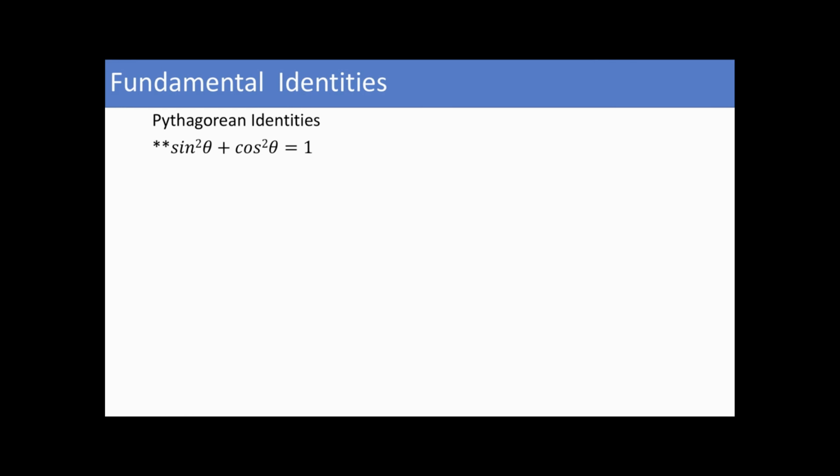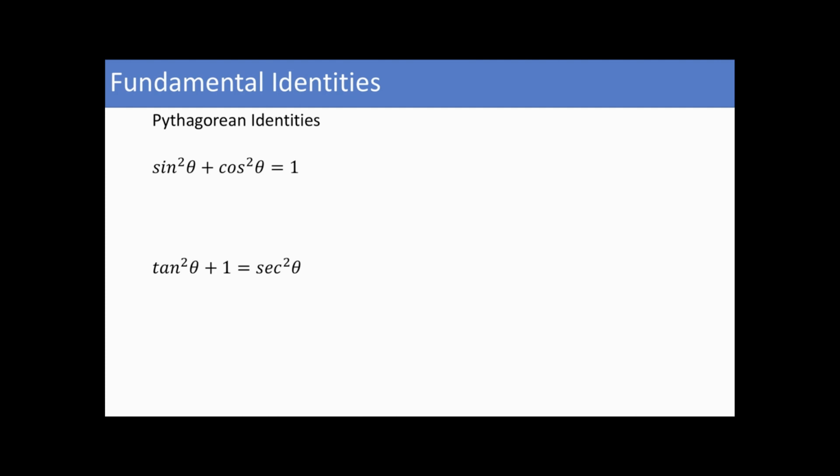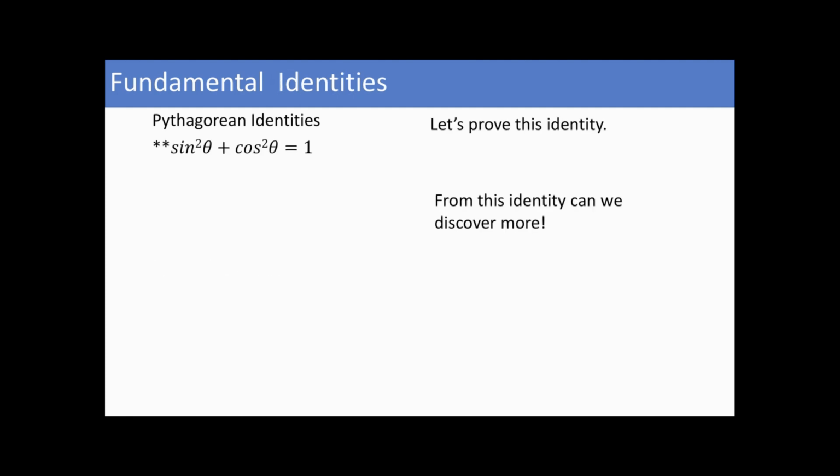All right. The last of our fundamental identities that we're going to talk about in this lesson is the Pythagorean identity. There are 3 Pythagorean identities, but this one is the most important, so I put a double asterisk. It's sine squared theta plus cosine squared theta equals 1. And some of you may have seen this from geometry, so I'm going to prove it to show you how it is true.